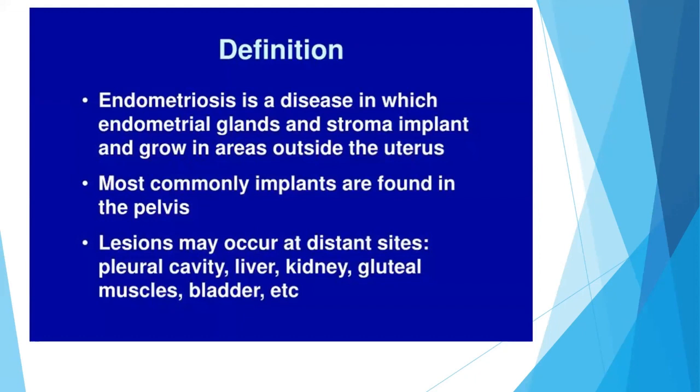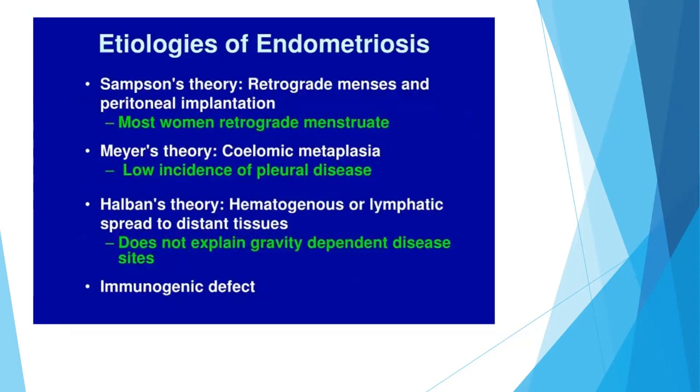So endometriosis is a disease in which endometrial glands and stroma implant and grow in areas outside the uterus, most commonly in the pelvis. The lesions may occur at distant sites like the pleural cavity, liver, kidney, gluteal muscles, or bladder. Sampson's theory includes retrograde menses and peritoneal implantation. Most women have retrograde menstruation.